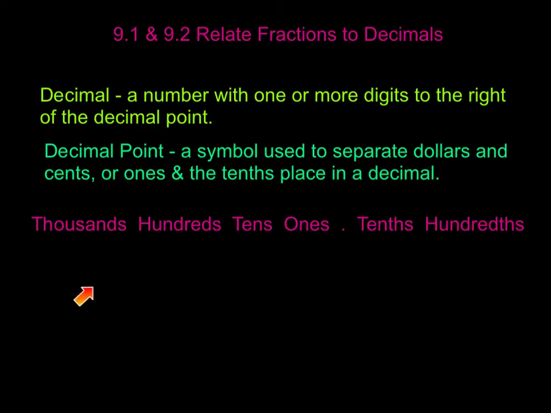So here we have a basic chart, a basic place value chart. We have thousands, hundreds, tens, ones. Then right here we have a decimal point. And then we have tenths and hundredths. So we're going back behind. Now, a lot of people see decimals written in terms of money. We write in terms of money a lot.